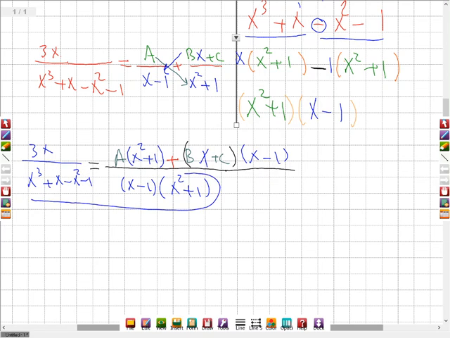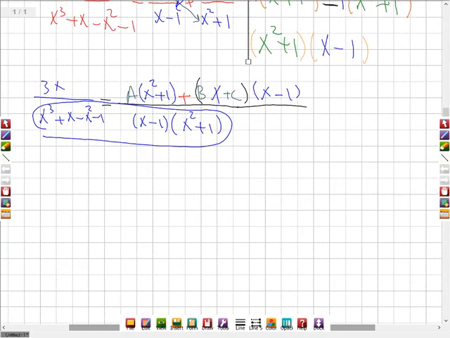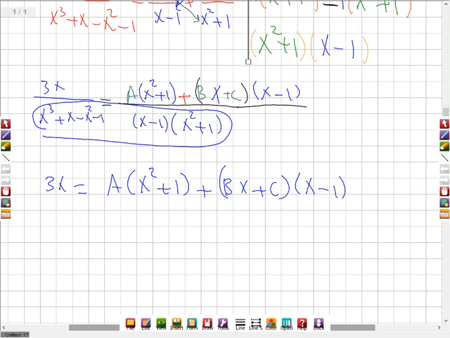These two guys are equal to each other because I factored this from this. Then left for me 3x equals a times x squared plus 1, plus bx plus c. I don't have to multiply this. I'm going to show you what I'm going to do with this. I have to choose x values. I have to be smart in choosing x values.